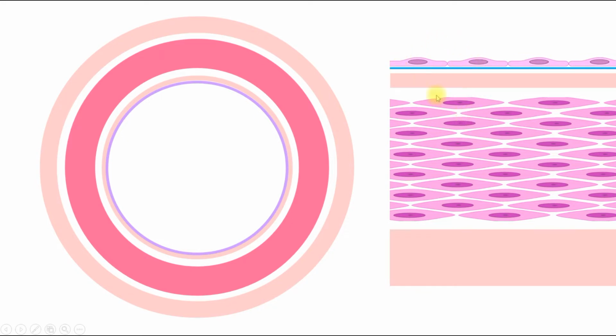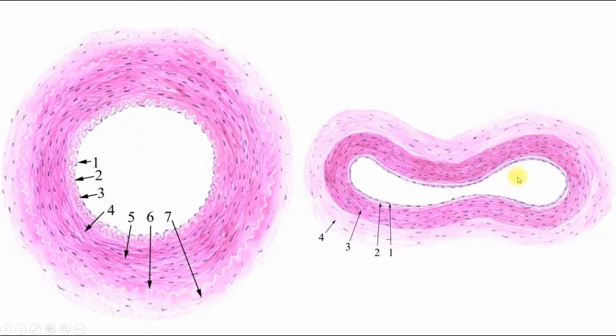Usually, tunica intima and tunica adventitia have the same structure in all blood vessels, but their thickness is a little bit different, depending on the diameter of the blood vessel. But tunica media may differ in different types of blood vessels, and its structure depends on the type and functions of blood vessels. So later we'll look at the specific features of tunica media in different blood vessels. Here we can see an artery and a vein, and both have tunica intima, the innermost layer, tunica media, and tunica adventitia.